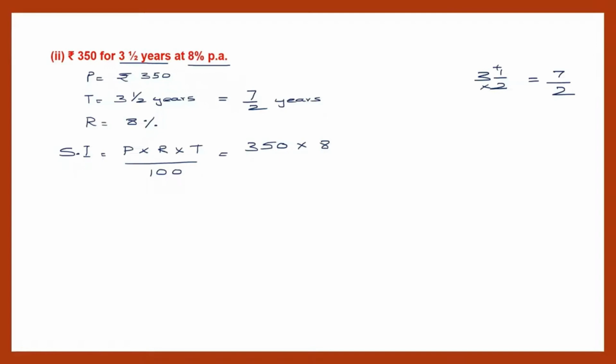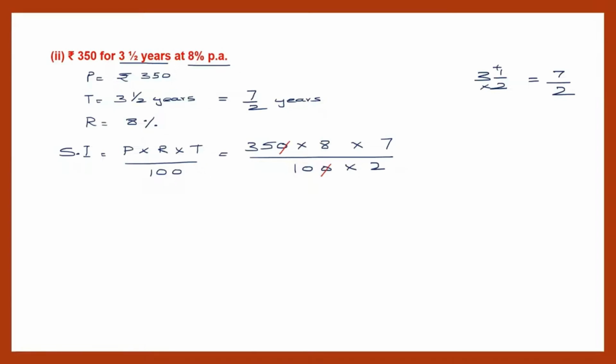So here P into R into T, T is 7 by 2 years. 7 and 2 will come down. And remember, the formula is P into R into T by 100. So we have 100 here. So this is 100 into 2. Now let's see what we can cancel here. I can cancel 1 0 here and 1 0 here.